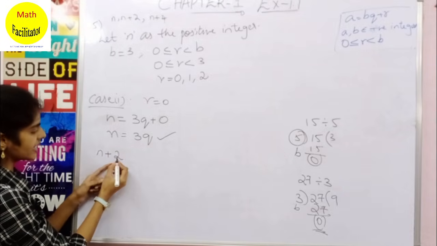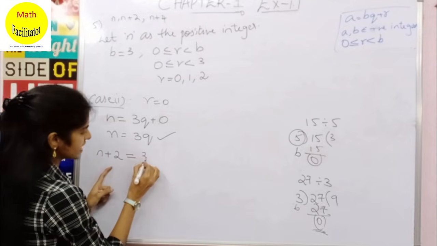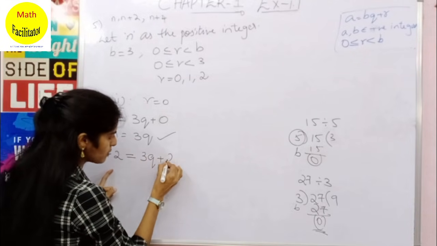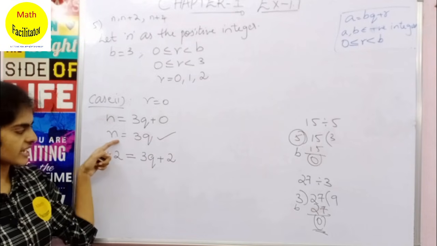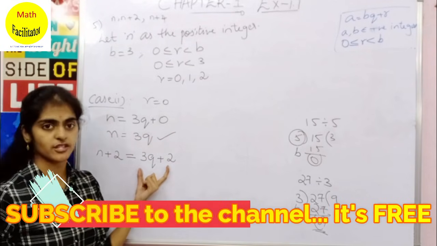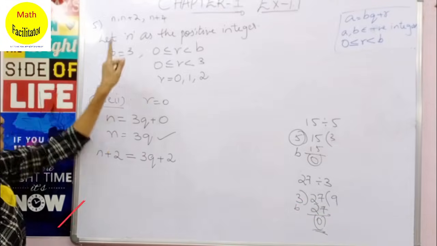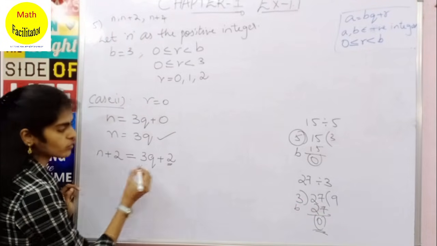Okay, so adding 2 on the LHS, it becomes n plus 2, and on the RHS it becomes 3q plus 2. Simply adding 2 on both the sides. You have to write it here: adding 2 on both the sides. Here you have n plus 2 and 3q plus 2. Now why am I adding 2? Because I want to check this condition. Clear? So now the remainder is 2.